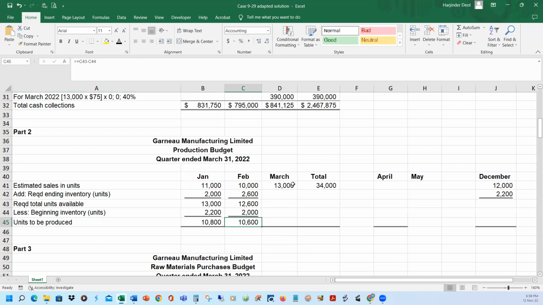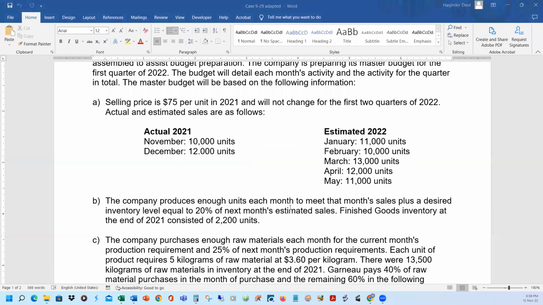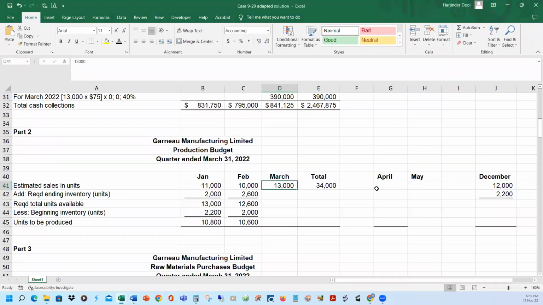And on and on. We go on to March. March, we have 13,000 units that we expect to sell. We need our ending inventory for March to be equal to 20% of the sales to be made in the next month. Now, the month following March is April, and in April, the company expects to sell 12,000 units. So April, we expect to sell 12,000 units. We want to maintain an ending inventory of 20% of 12,000, and that's 2,400.